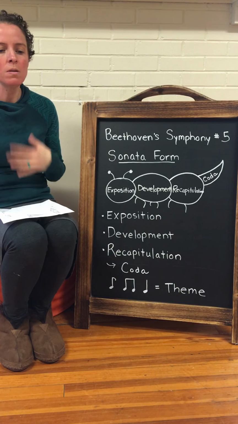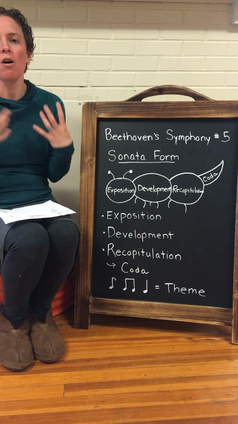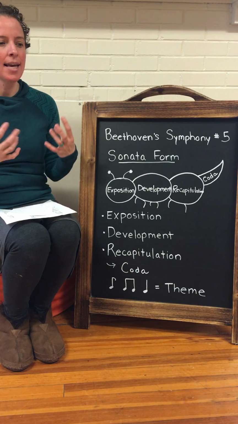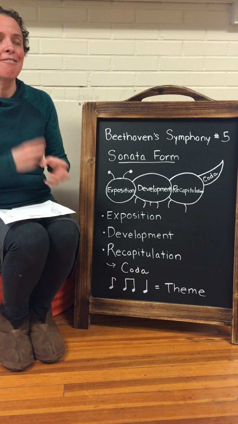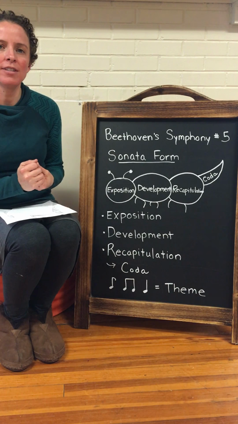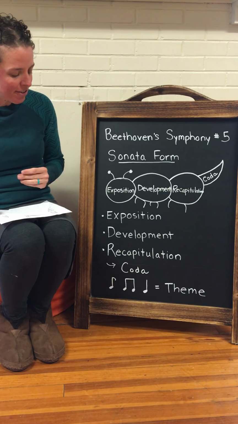So the composer in the coda kind of unleashes all his stops and makes the music faster, more exciting, and there's just a lot more going on. And eventually, it ends with a big hurrah. And that is exactly what Beethoven did in his Fifth Symphony.